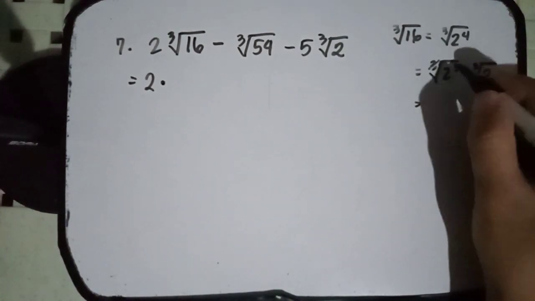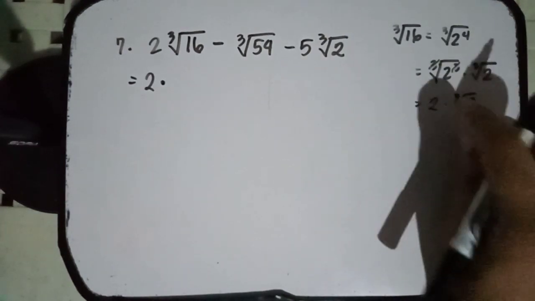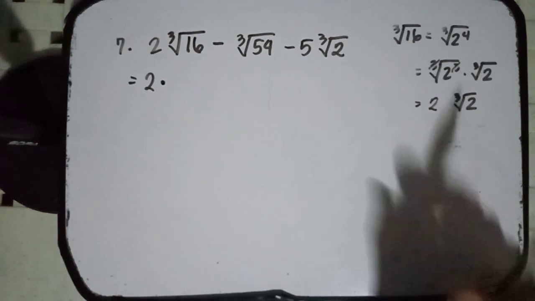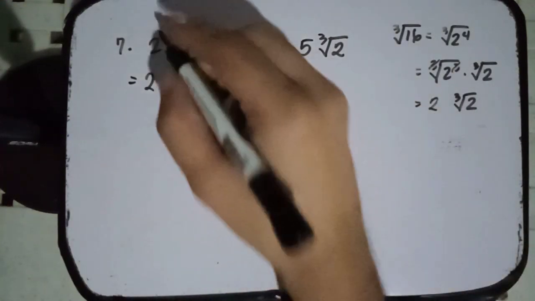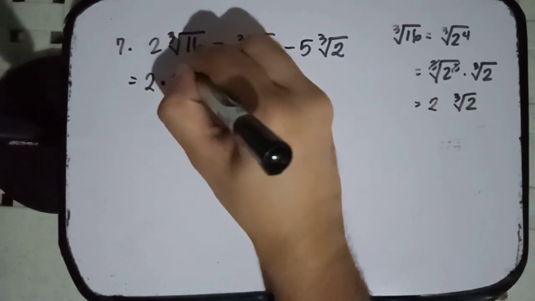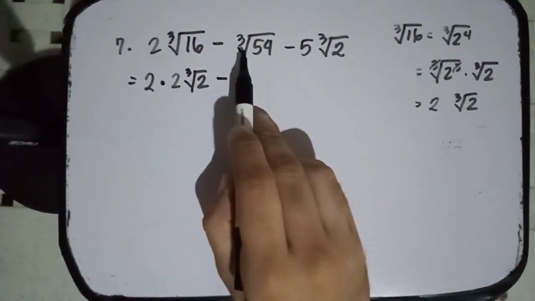And then, cancel mo to. This will become 2 times the cube root of 2. Okay? So, alisin natin to. Ayan po. So, from cube root of 16, na-simplify na into 2 cube root of 2. So, sulat na natin. 2 cube root of 2. Okay? Next, how about this one?